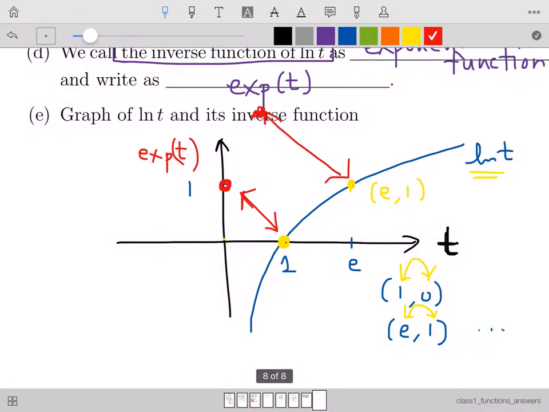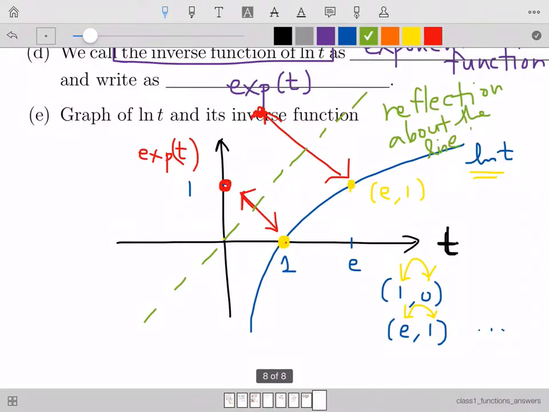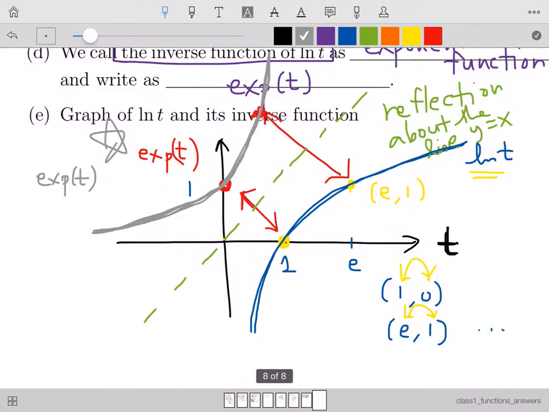If you see it, we have to switch x and y, so it's a reflection. We get a mirror image reflection about the line y equal to x. So this graph of ln gets reflected over, let me use gray, to the line y equal to x. So that is the graph of exp of t. You have to memorize the graphs of both.